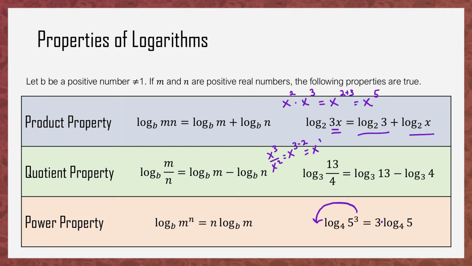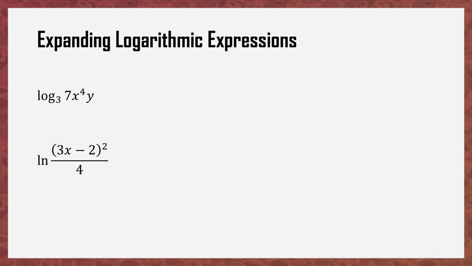Okay, let's use these properties of logarithms to expand a couple of logarithms. Okay, here we have a log base 3 of 7x to the fourth y. Now, all of this is part of the result of the logarithm. So log base 3 of 7 times x to the fourth times y. We have a lot of things being multiplied by each other. So I know because they're being multiplied, I can rewrite this as three separate logarithms.